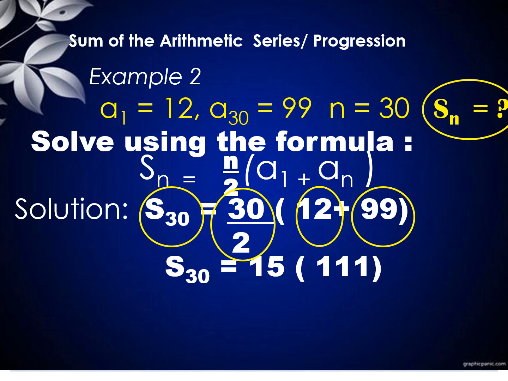Then after you substitute all the values, you have to simplify. Yung 30 over 2, that is 15. Yung 12 plus 99, that is 111. Then you can now multiply 15 times 111. Your answer is S sub 30 is 1,665.